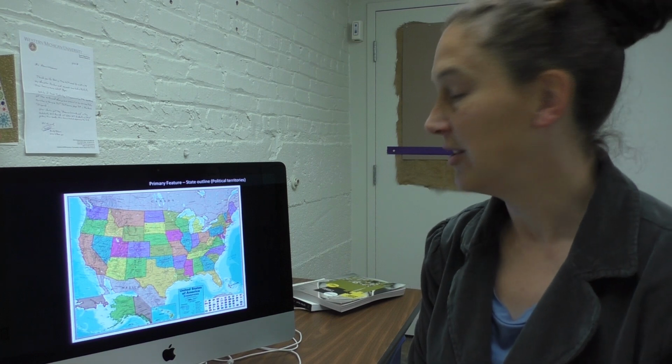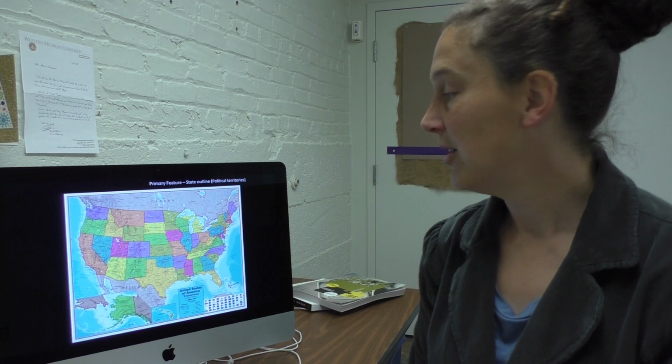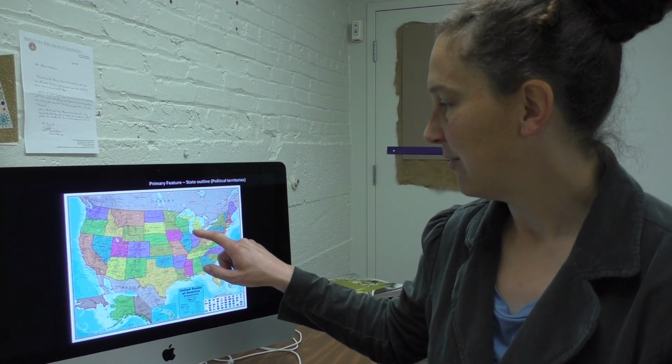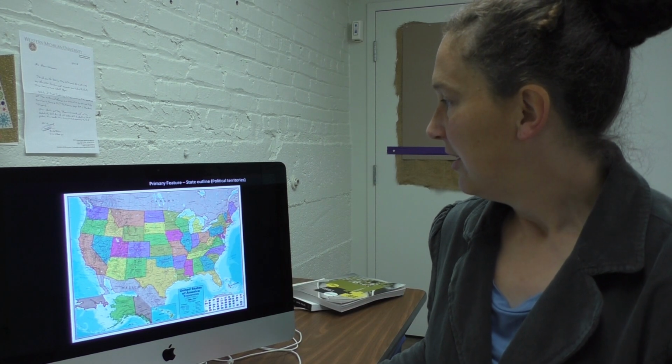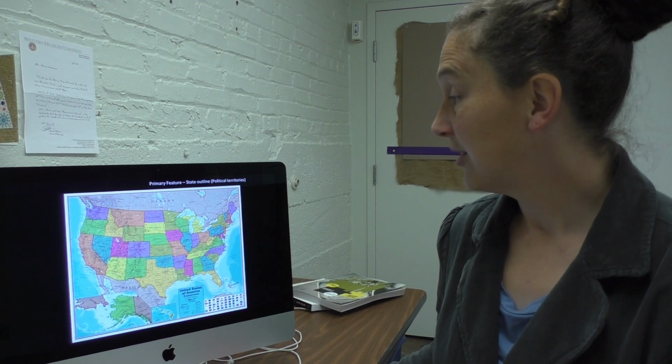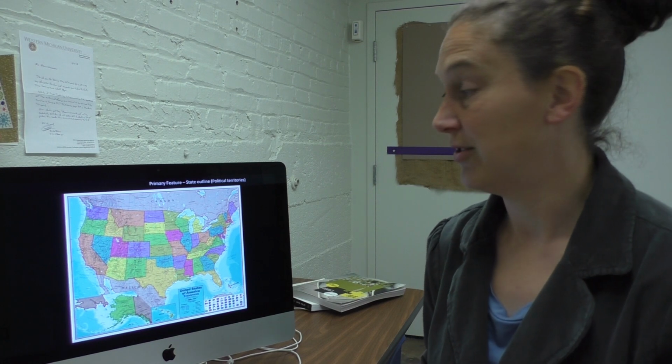And then the other one is state outline, which I'm sure you've all seen maps of this nature as well, and you know that you're in Michigan or Illinois or wherever you are right now. And then you can kind of find yourself based on that primary political territory. All right, so we call those political territories because it's a government that has decided these boundaries.